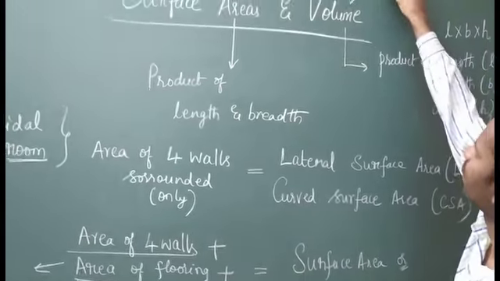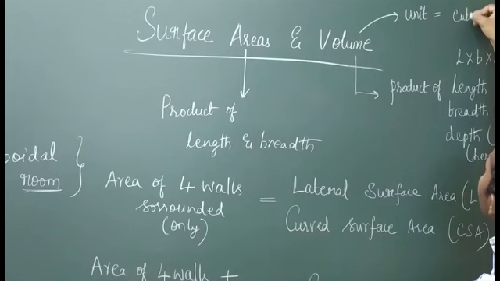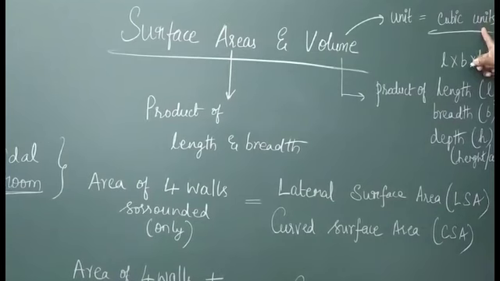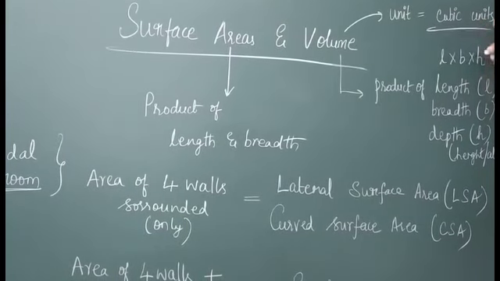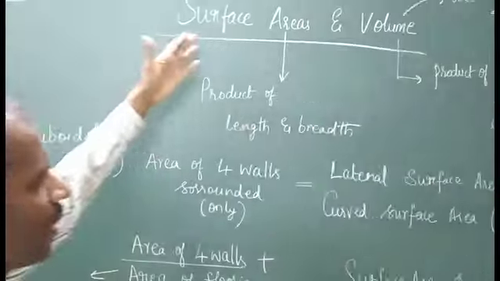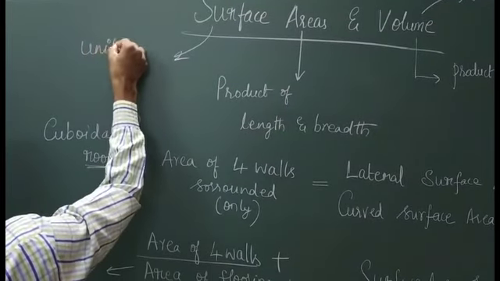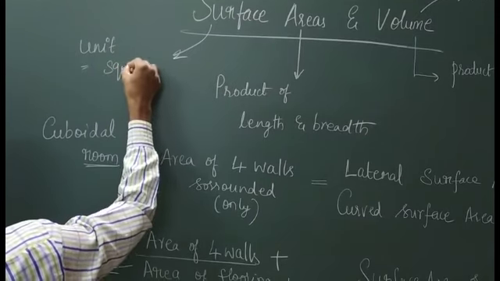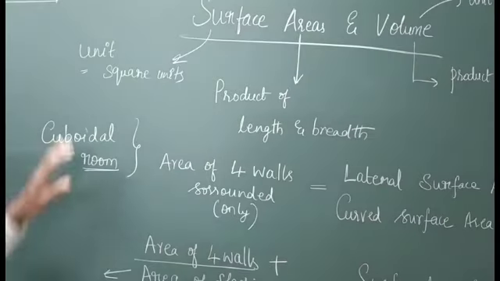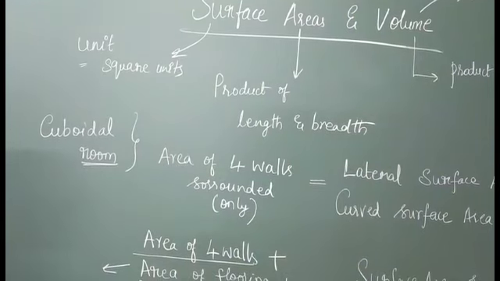And the unit of volume shall always be in terms of cubic units. If it is given in meters, cubic meters, or cubic centimeters, the unit of volume is always cubic. When we speak about surface area, the unit shall always be in terms of square units, square centimeters or square meters.